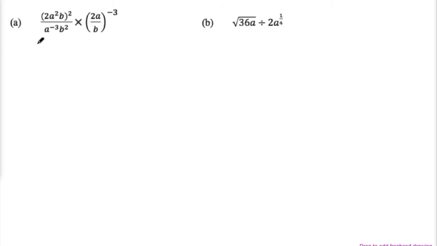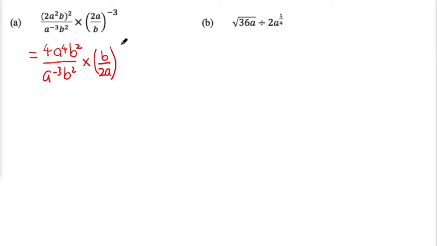Question 1a. We begin by opening the brackets in the numerator by applying the power to every term within the brackets, giving us 4a, 2 times 2 is 4, and b to the power of 2. Next, we take care of the negative power by inverting the fraction within the brackets and changing the power to a positive power. Next, we have to open up the brackets.